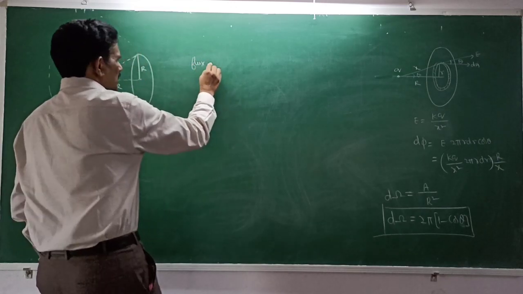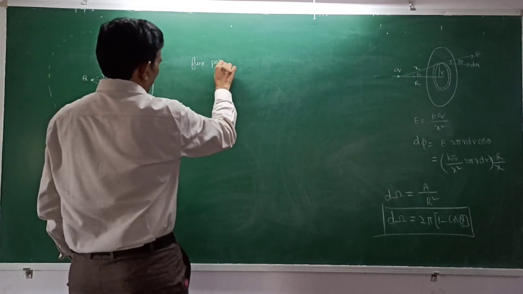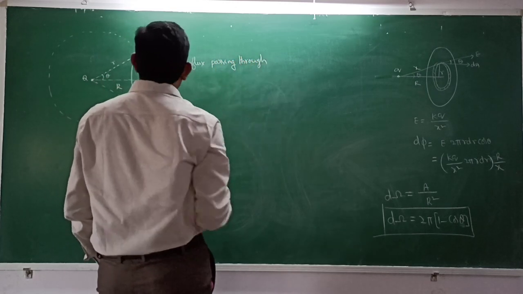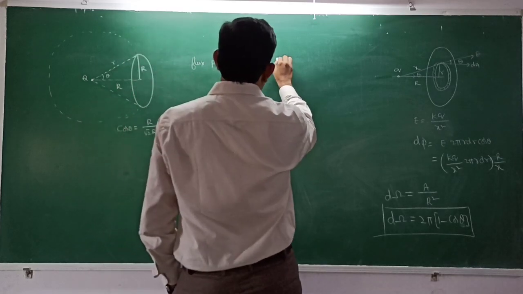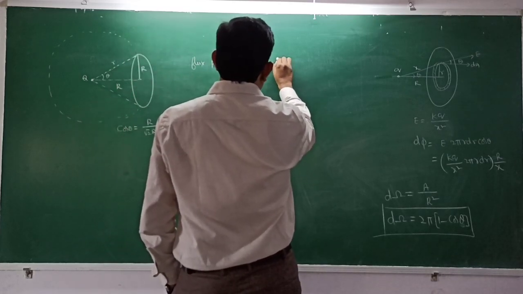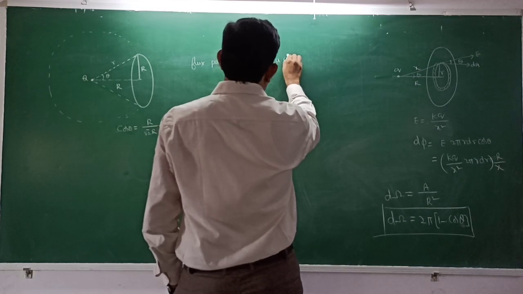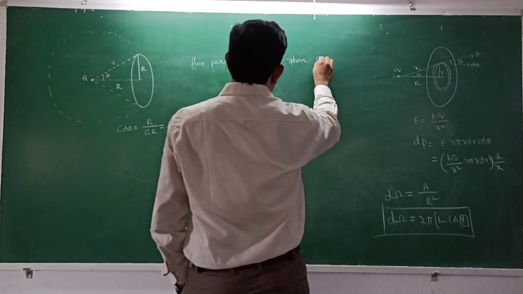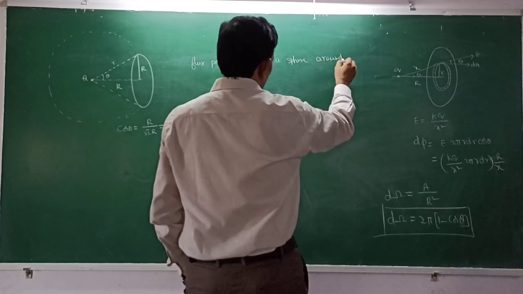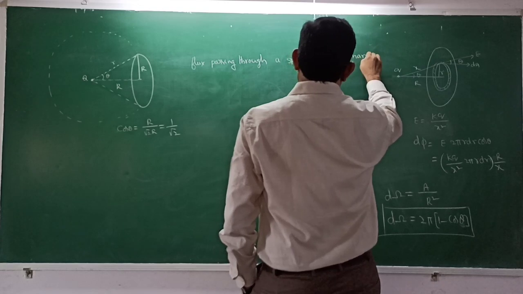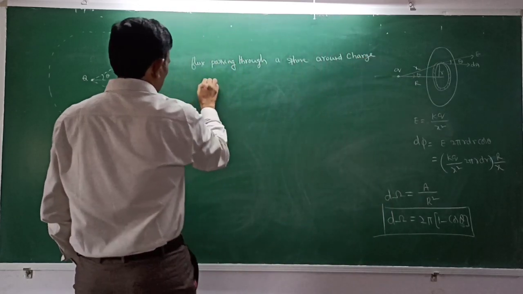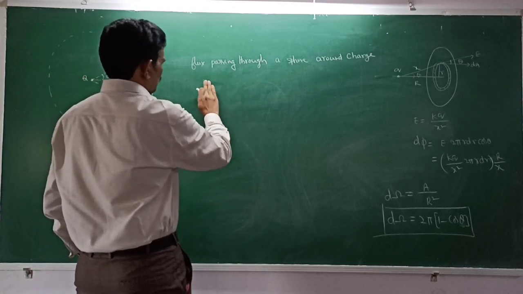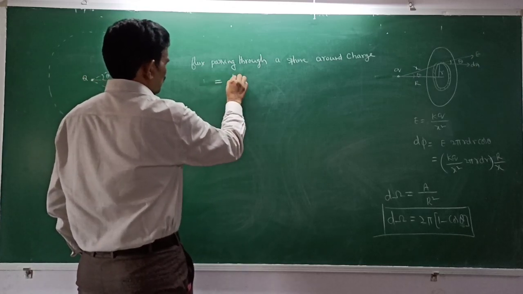flux passing through a closed sphere around the charge is, I will write here the charge is equal to 5, I am taking here 5 total.